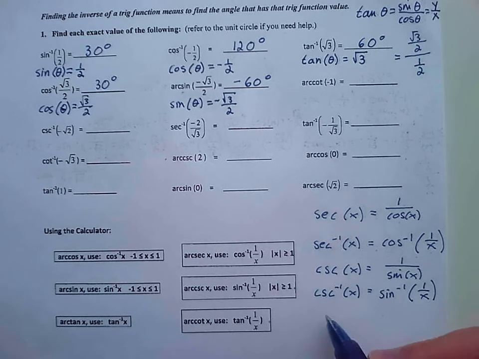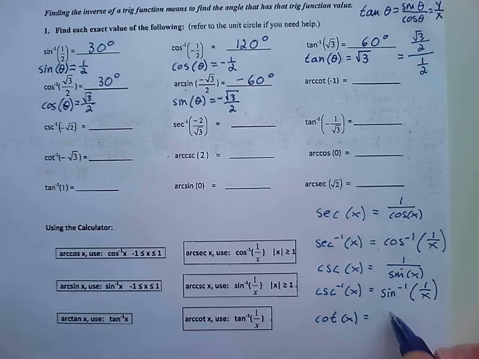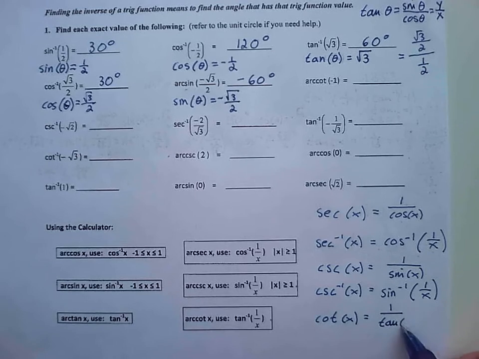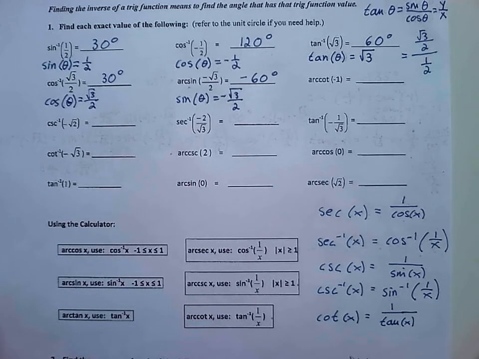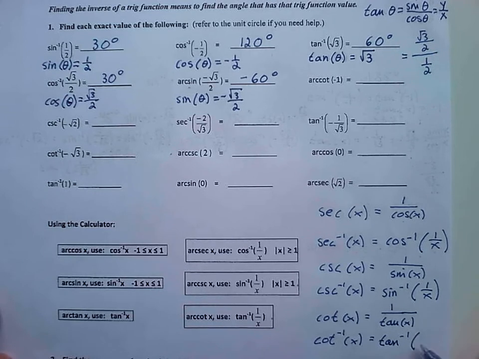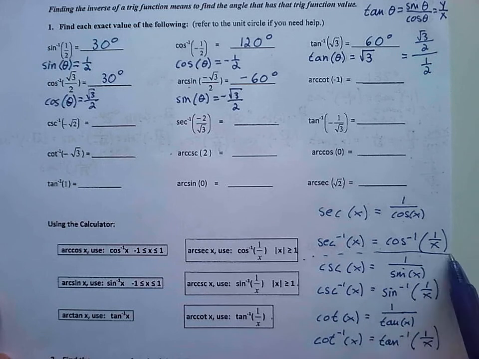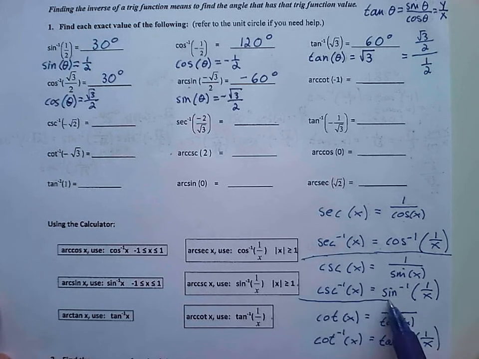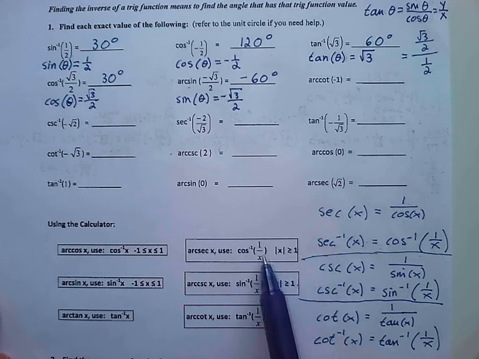Alright, and then lastly, we have that the cotangent of x is the same thing as 1 over the tangent of x. But what we can have now for the arc cotangent of x is going to be the arctangent of 1 over x. So for all of these three, this one right here applies to this box, this one right here applies to this box, and this one right here applies to this box.